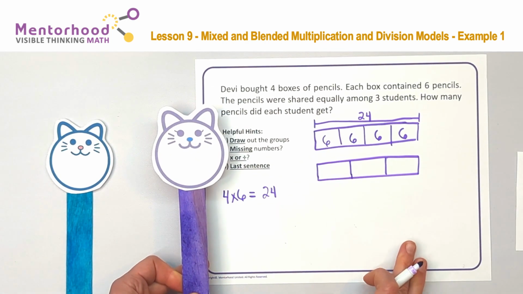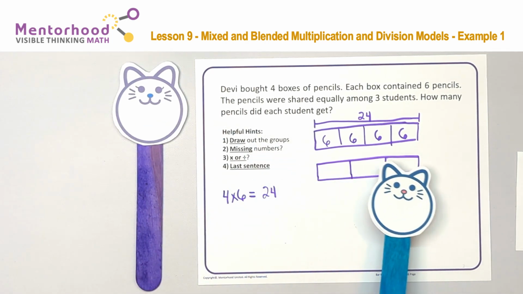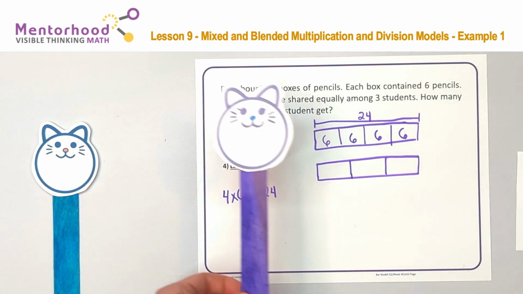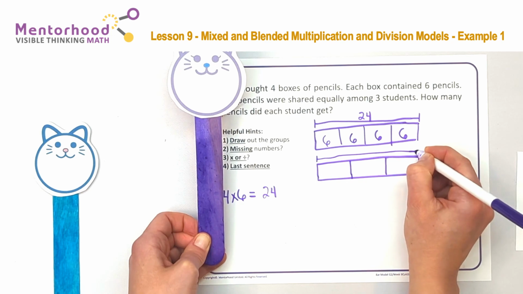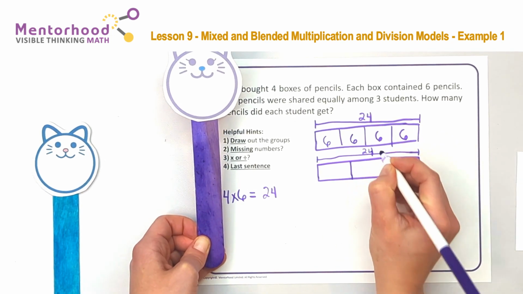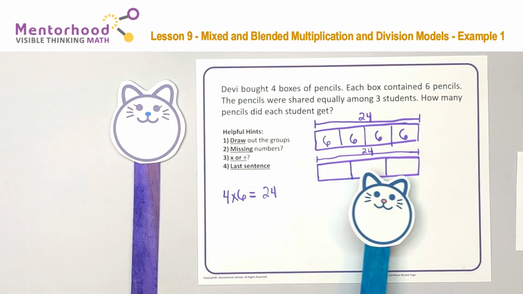Matthew, what am I missing? Do you know how much all of this is? Well, sure we do. It's the same total. It's the same total of pencils. It's just divided up differently. So we can write in 24. What else are we missing? The amount for the boxes.